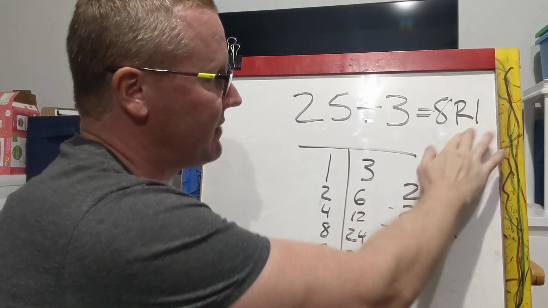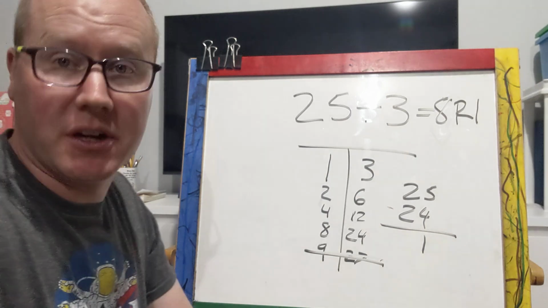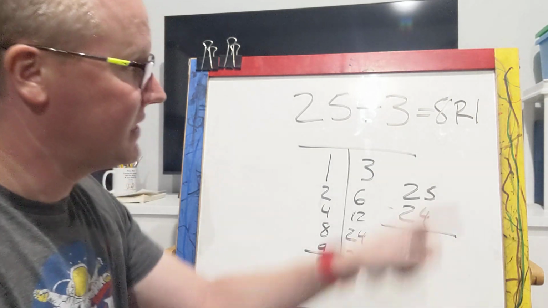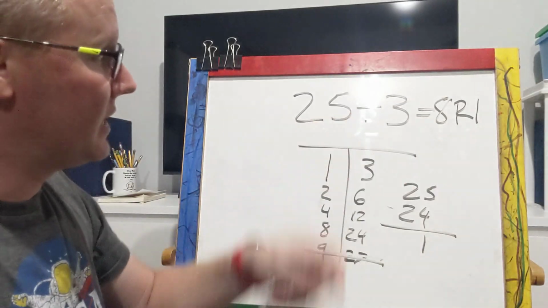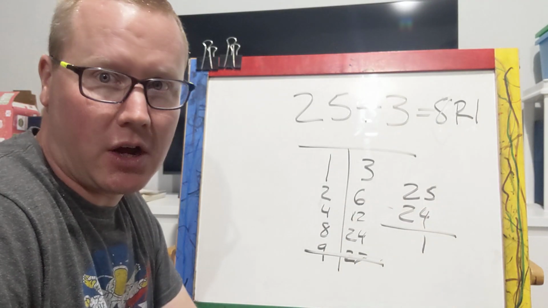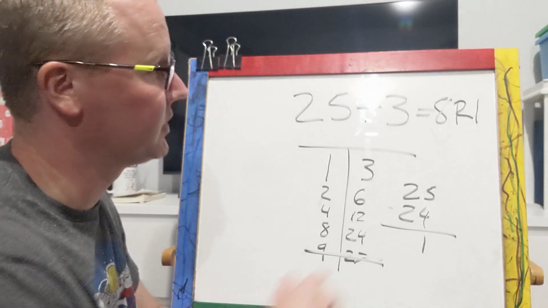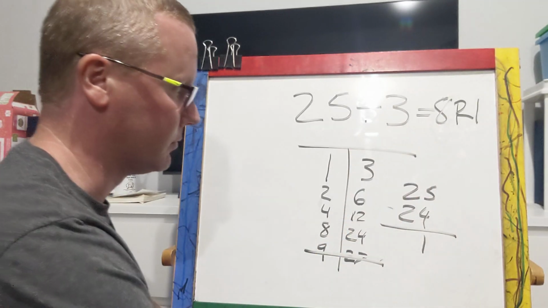This is what we do when we have leftover stuff. Tomorrow we're going to talk about what that remainder means sometimes and how we use that. But today we're just figuring out division problems where we have remainders. So some of you guys were like, whoa, what's that R mean? It just means remainder, or what you have left over that couldn't go evenly into those groups.